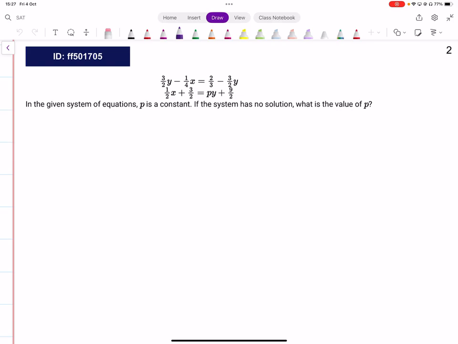If the system has no solution, what's the value of P? No solution means the X and Y terms should be the same and the constant should be different. Right? That's what it means. So let's rearrange both equations and bring the X and Y terms to one side.